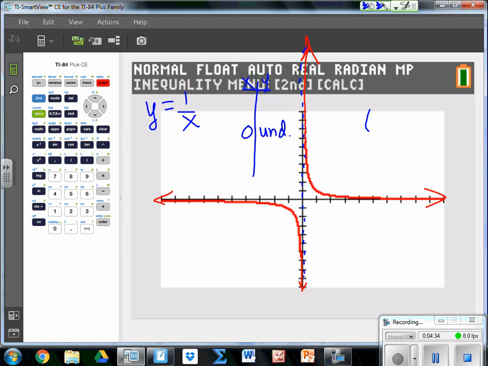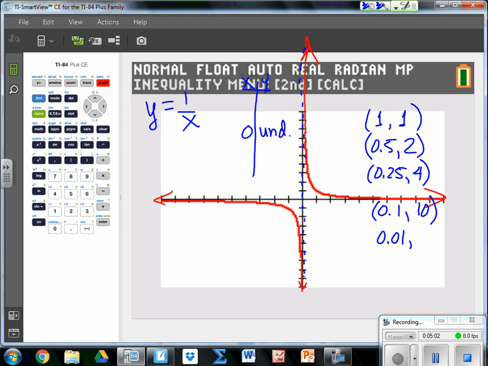Like if I use the x value 1, 1 divided by 1 is 1. If I use the x value 0.5, 1 divided by 1/2 is actually 2. If I use the x value 0.25, that's 1/4. 1 divided by 1/4 is really 4. It's reciprocal. If I do 0.1, 1 divided by 1/10 is 10. If I do 0.01, 1 divided by 1/100th is 100.